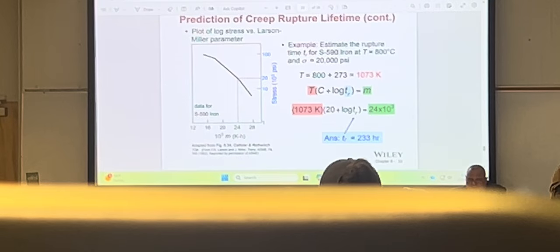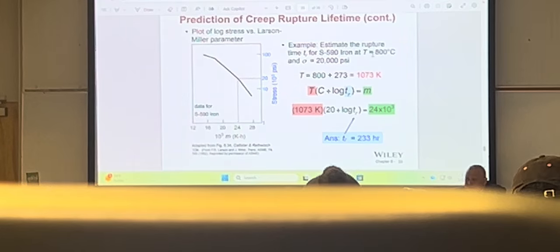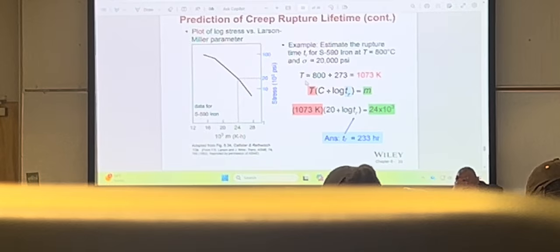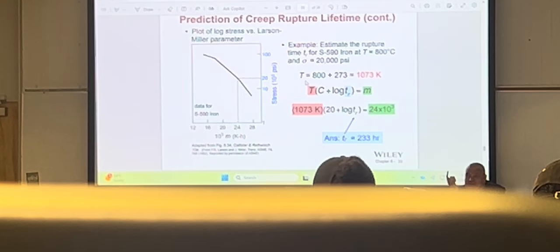So estimate the rupture time of S590 iron at 800 degrees C, where the stress is 20,000 psi. This is the plot of log stress versus Larson-Miller parameter: stress in psi versus M times 10 to the 3 Kelvin hours. Okay, so we convert. Please remember to convert Celsius to Kelvin. This is the number one mistake everybody makes. So 800 degrees Celsius is 1073 Kelvin.